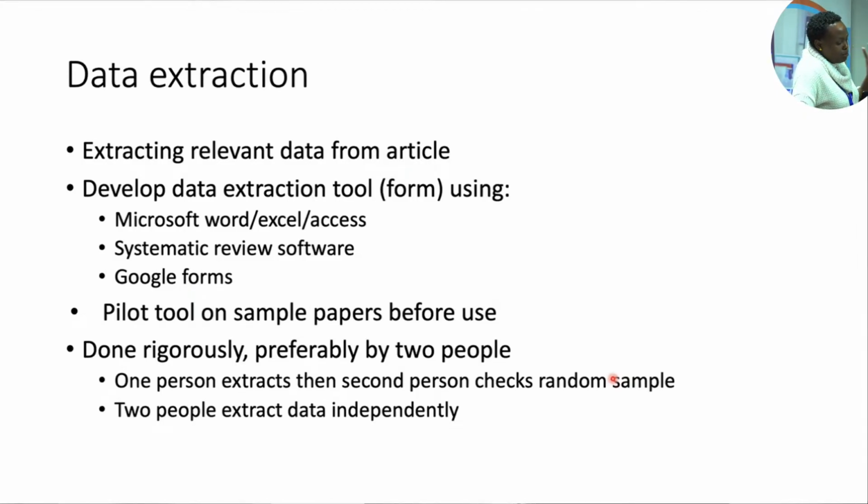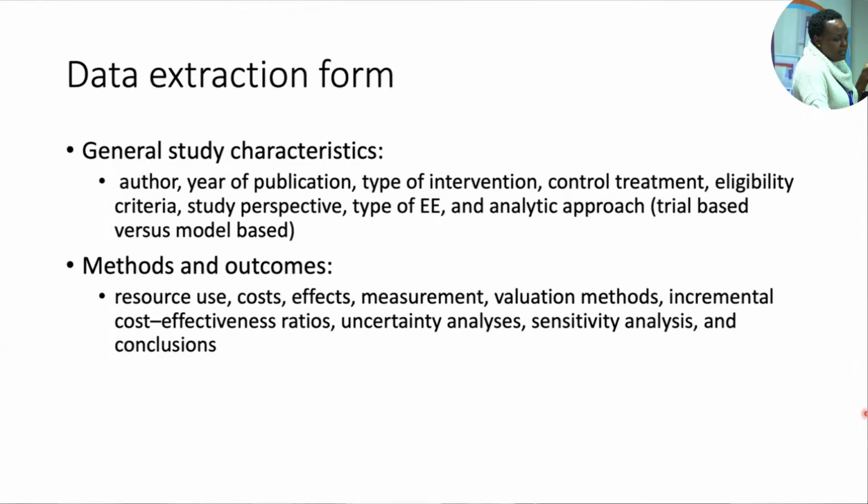It's better when you have two people do it, because we are humans, we can make errors. So in general, when you're extracting the data, you'll want to put the author, the year of publication, and key characteristics that you're looking at. If it's a clinical trial, you want to say, was it cluster randomized? Was it individually randomized? All of that. If there was a control, let's say you're looking at a medication, you can say the control was a placebo, or the control was standard of care or something like that. That information you'd want to put down in your data extraction form.